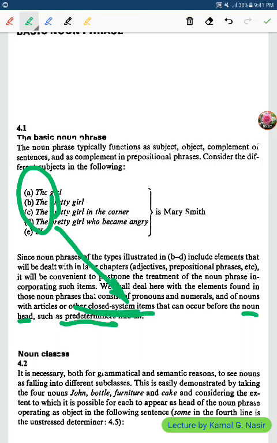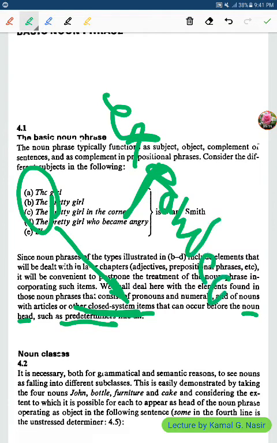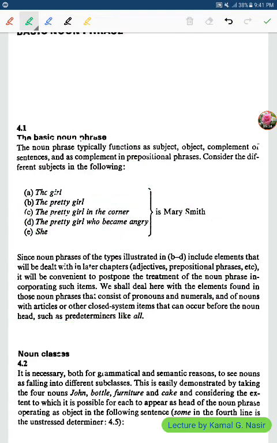What is the closed system? If you remember, with verbs, we said that we also have closed system verbs, right? The closed system items cannot be expanded, and do not take, for example, the third person s, do not take ing. For example, the modal auxiliaries like must and can and so on, these belong to closed system items.